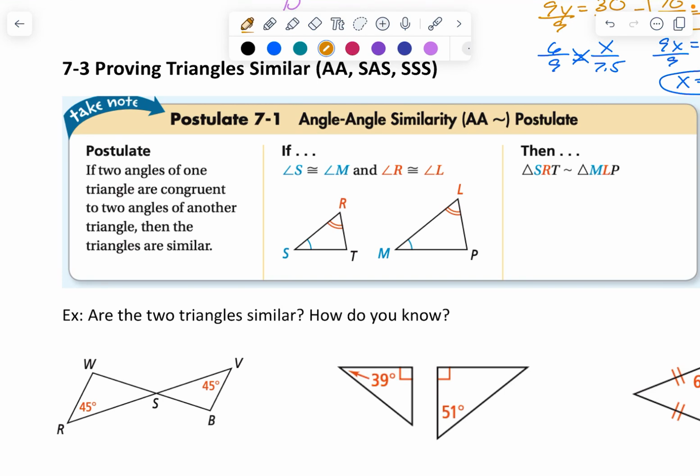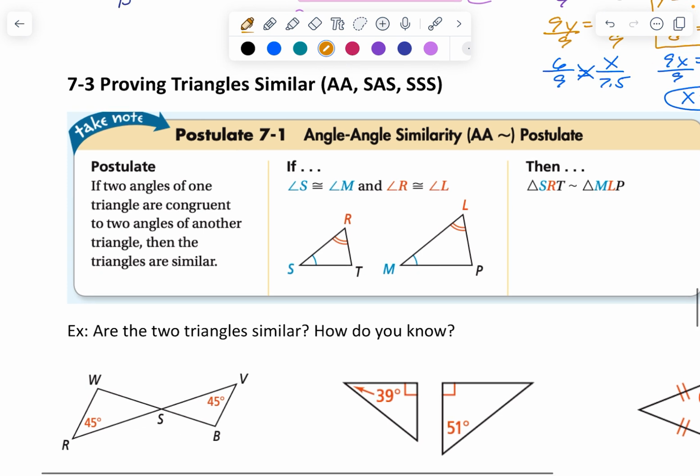This is the last day of notes for Chapter 7. We're just doing the first 3 sections. And we are proving triangles similar. And some of these things should be familiar because we proved triangles congruent.